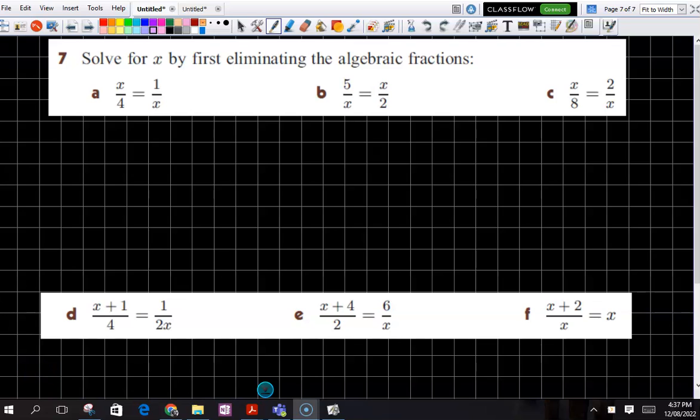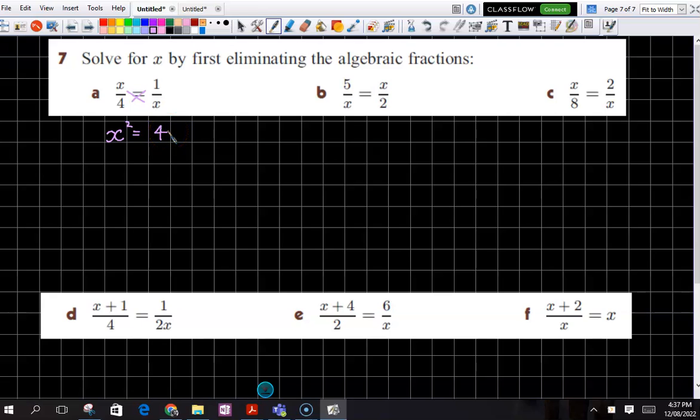Okie dokes, question 7, right? Solve for x by first eliminating algebraic fractions. So, very nice. We are just going to say we don't like this divide by 4, so we're going to get rid of it by timesing, and we don't like the divide by x, so we'll get rid of that by timesing. So we basically cross multiply, and we end up with x squared equals 4.